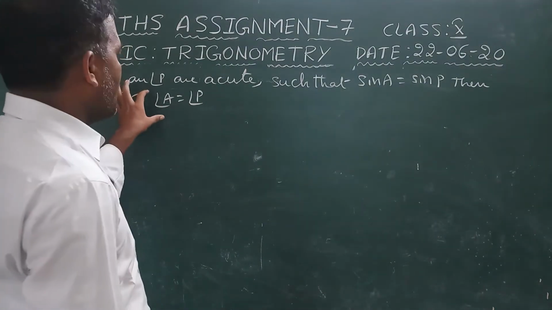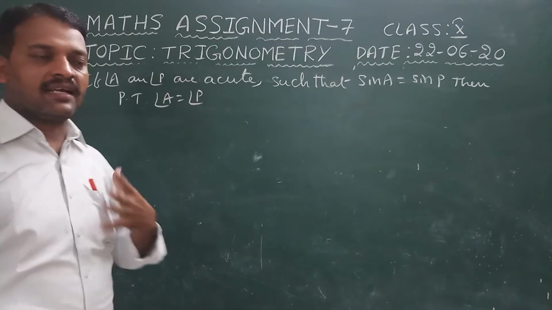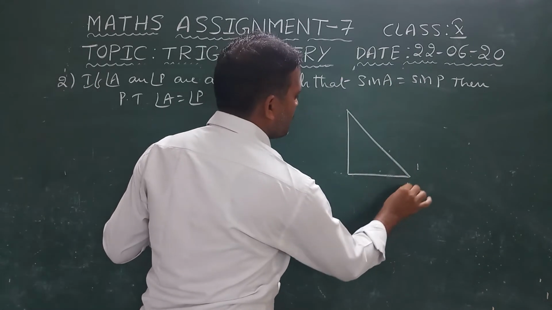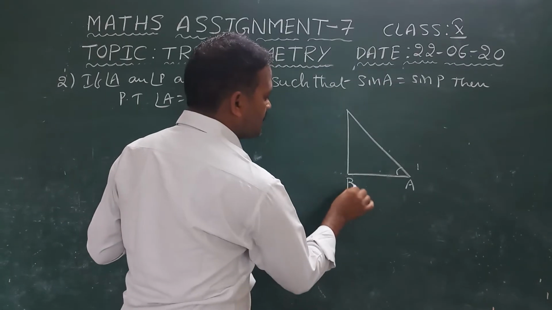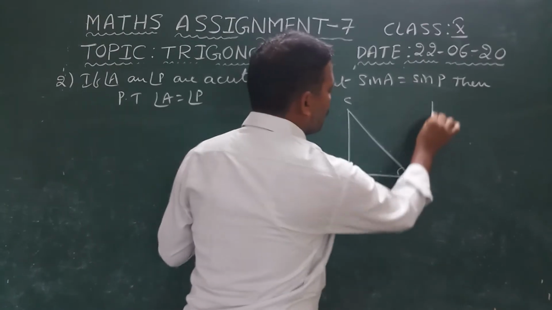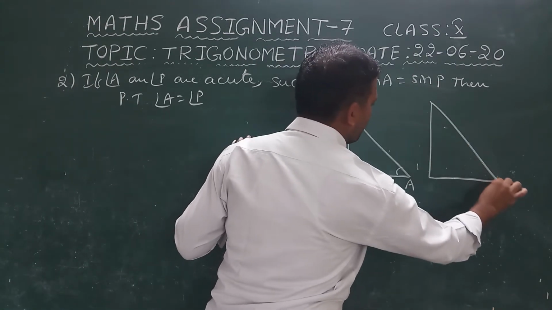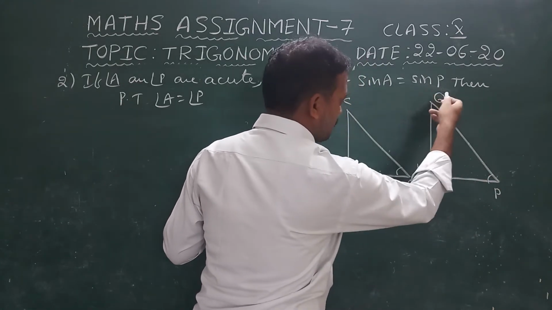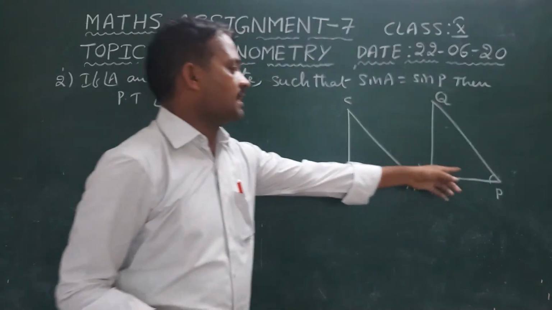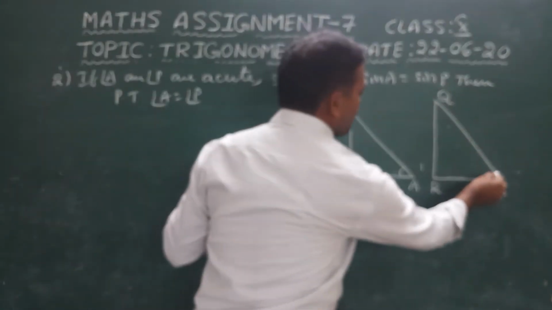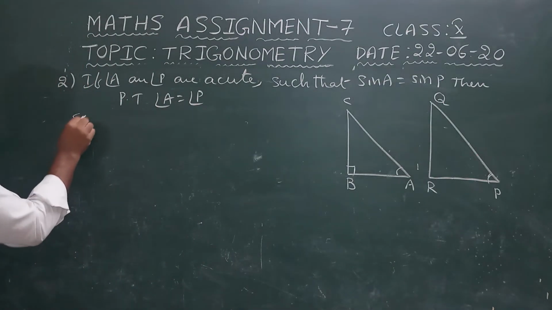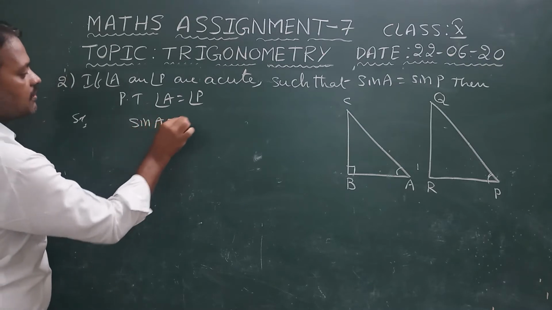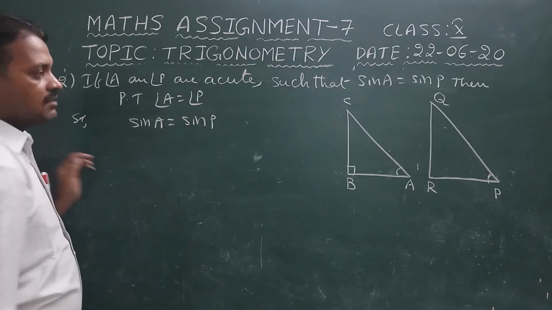Here angle A and angle P are two acute angles, so I consider two right angle triangles. The first right angle triangle is ABC, with acute angle A, and one more right angle triangle is PQR, with acute angle at P. You can take the vertices like this, nothing to worry. Now what is given? The given condition is sin A is equal to sin P.